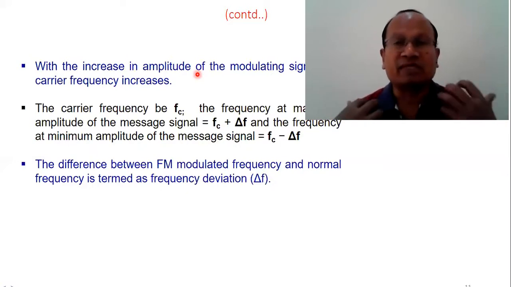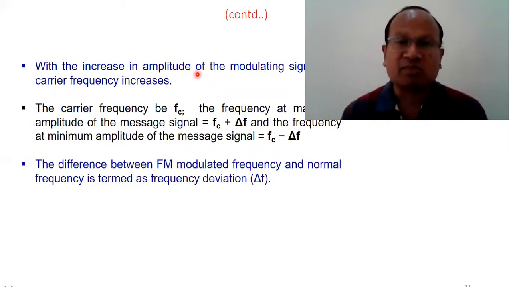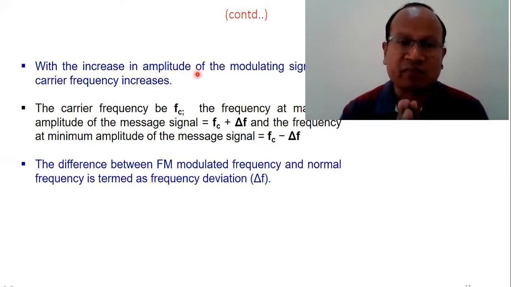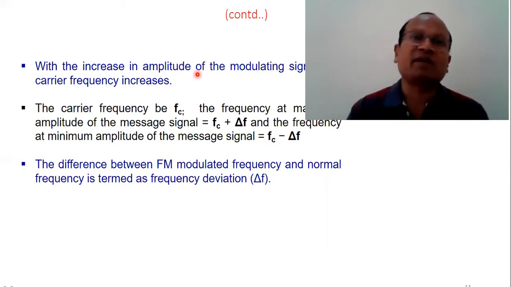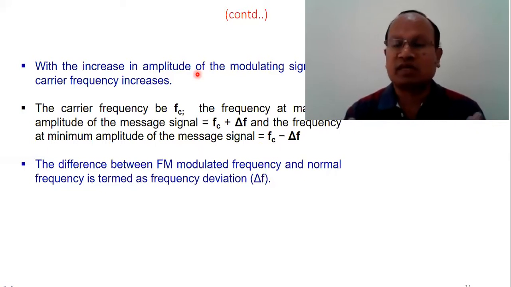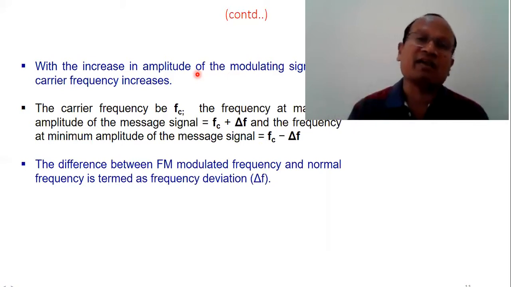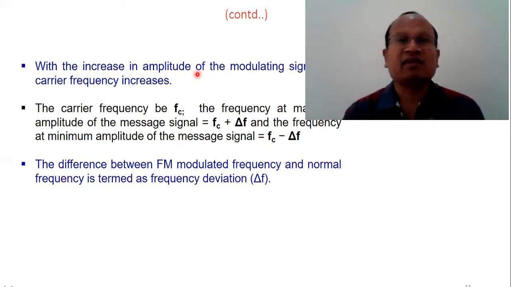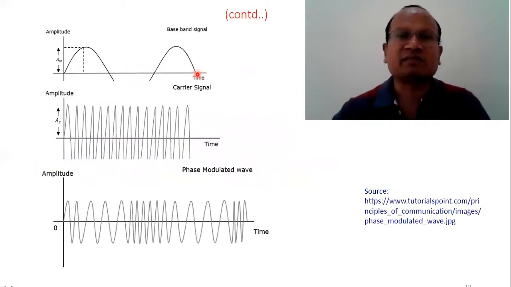When will maximum frequency deviation occur? When there is maximum change in the amplitude of the modulating signal, the message signal. So how do you calculate the deviation? The difference between the carrier frequency when the carrier is unmodulated and the frequency when the carrier is modulated. So modulated carrier, unmodulated carrier, the difference between the two frequencies is called the frequency deviation, and that frequency deviation is del F.